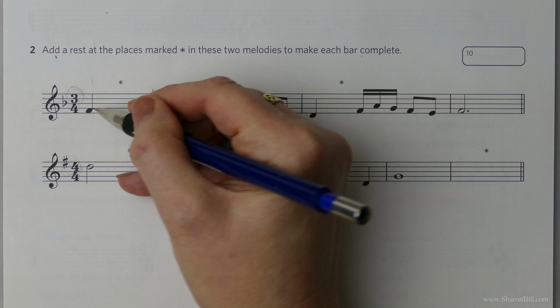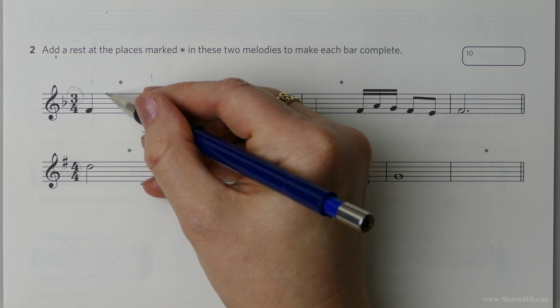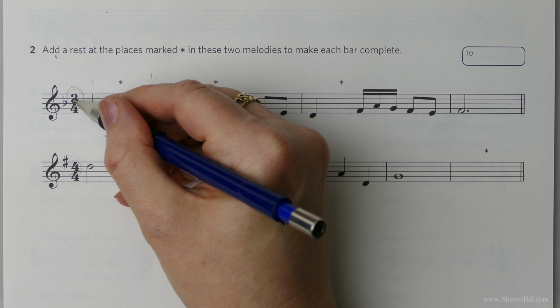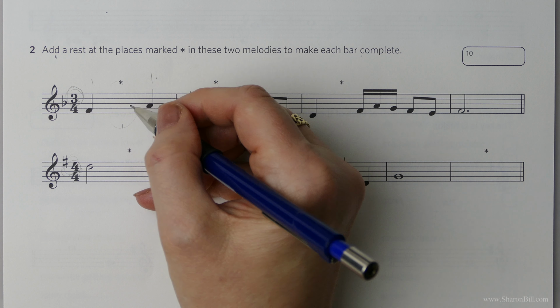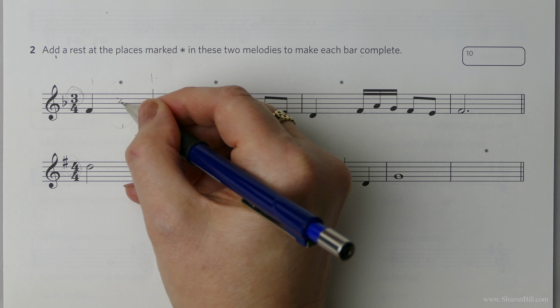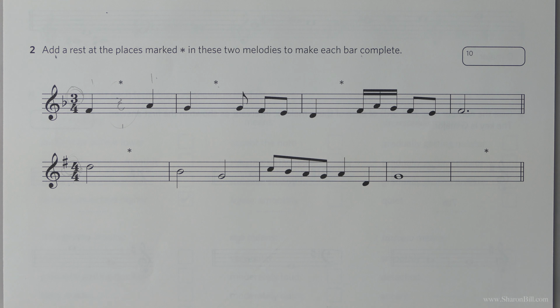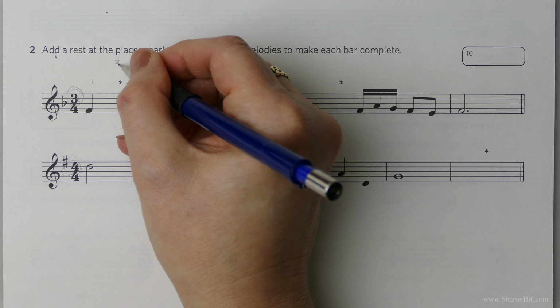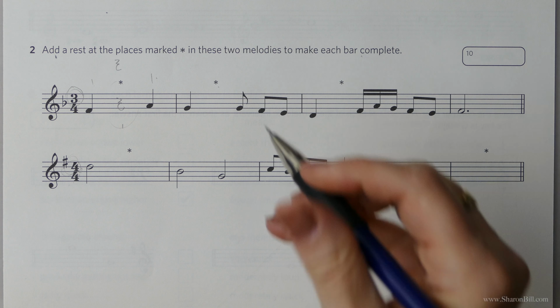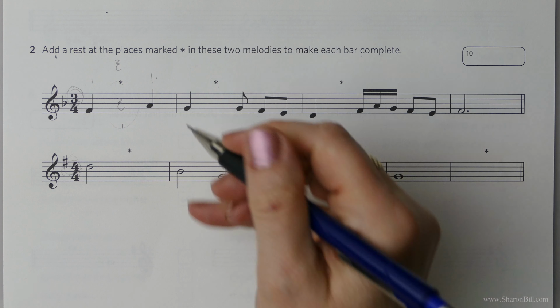So we have 1 beat here, we have 1 beat here, we've got 2 beats, there should be 3, and so we have 1 beat missing. And so a 1 beat rest, a crotchet or a quarter note rest, is this one. They're quite tricky to draw, they are. I just do a Z and put a C at the bottom. Sort of a vague wiggle, isn't it?